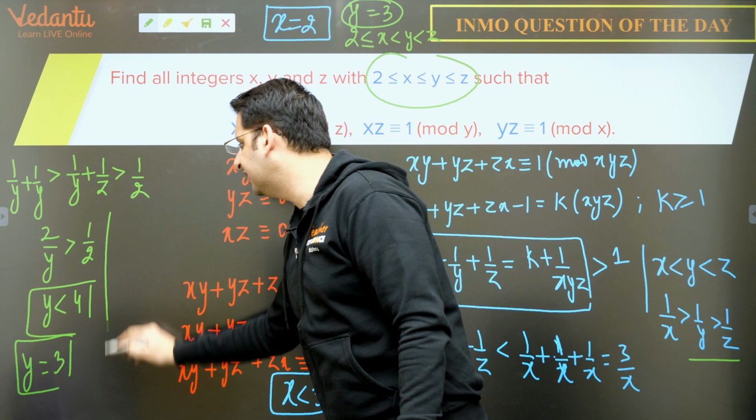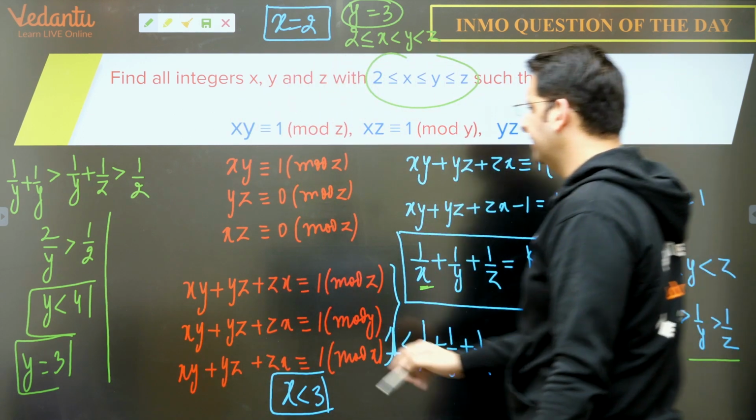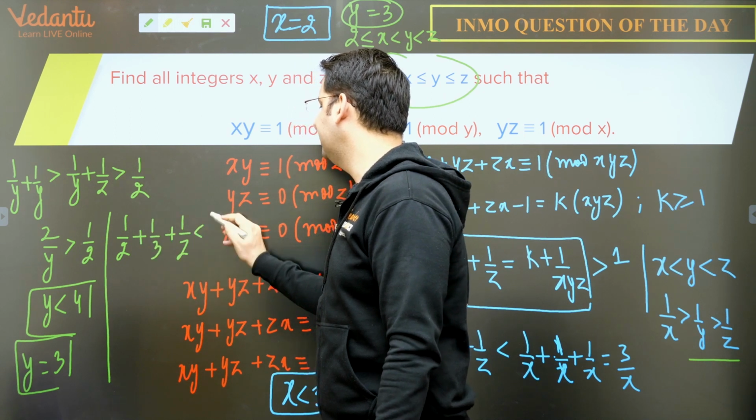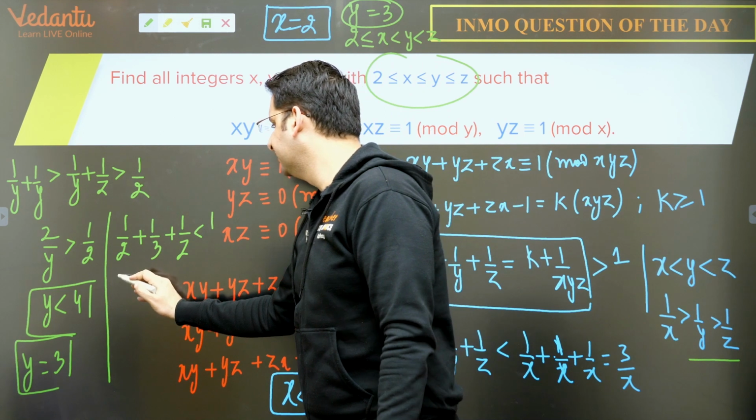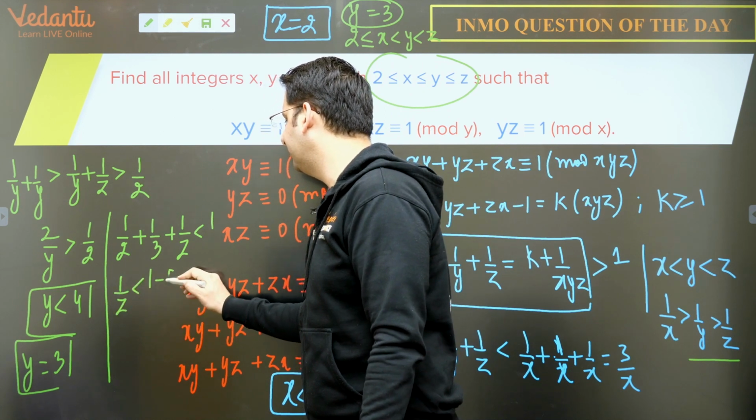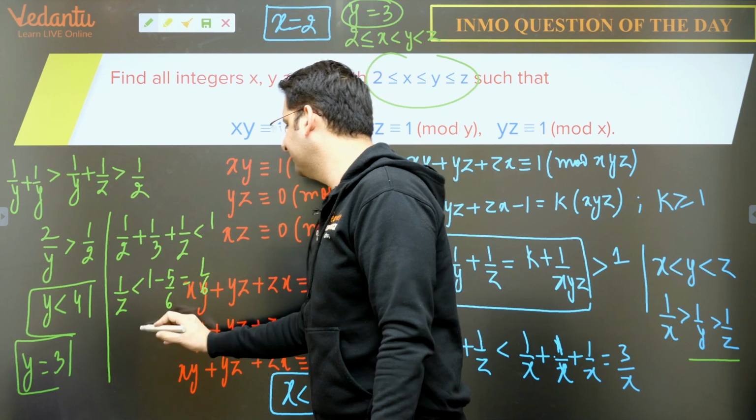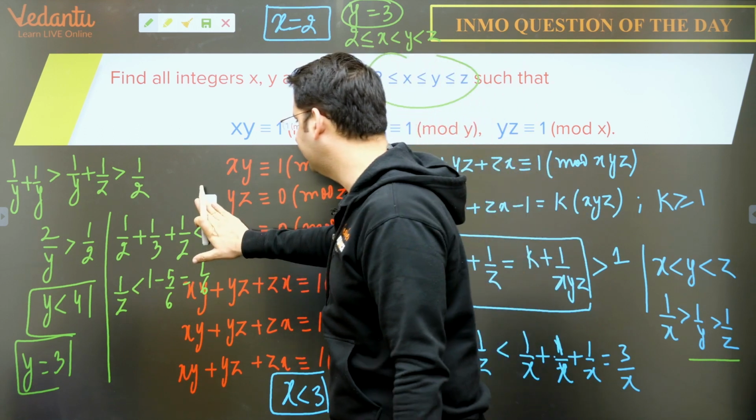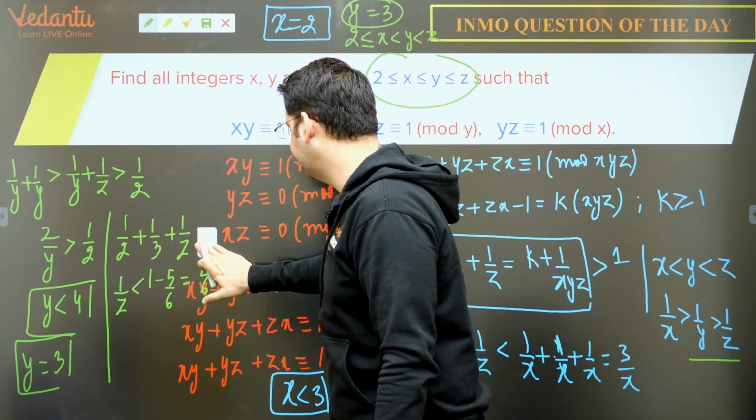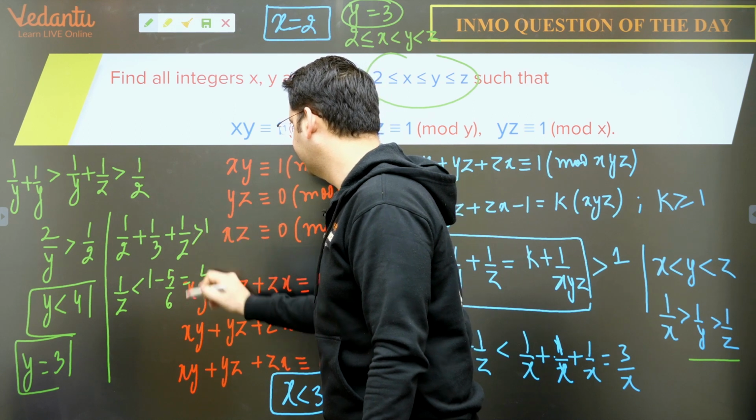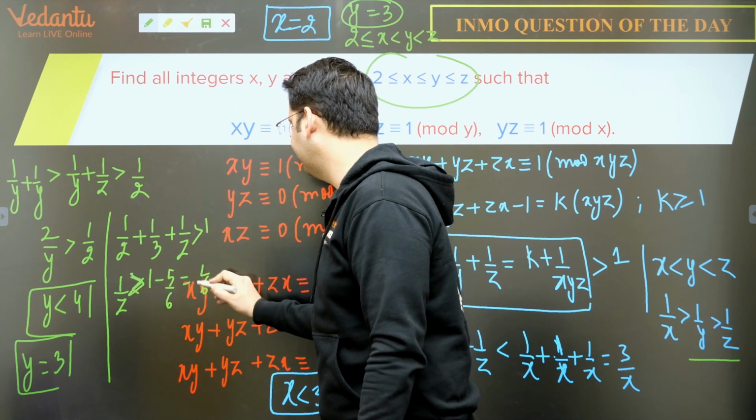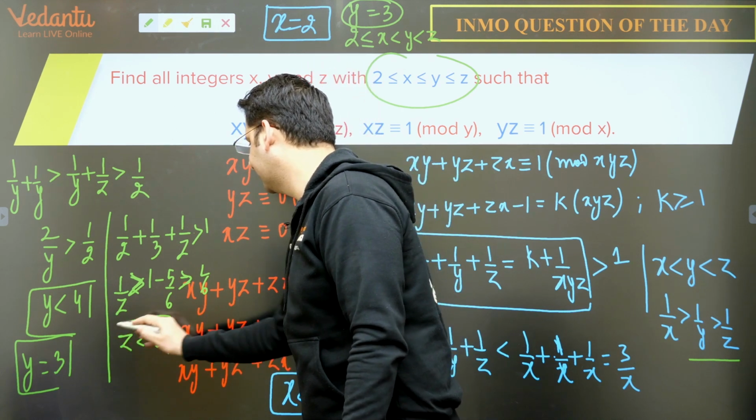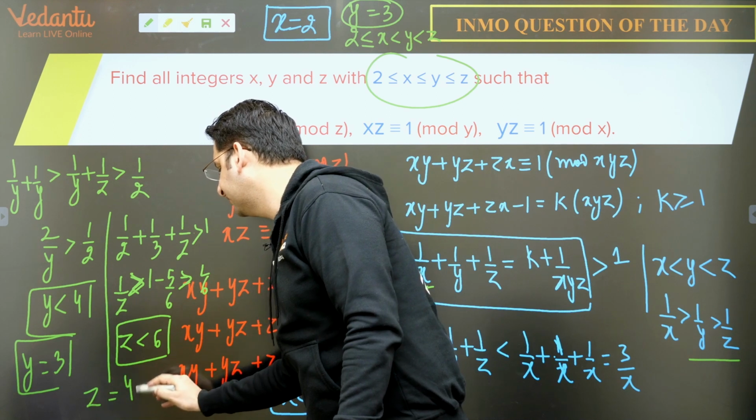Now, to find the value of z, we'll again put the values of x and y here. So 1 upon 2 plus 1 upon 3 plus 1 upon z is definitely greater than 1. This is what we had already proved. So from here we get 1 upon z is greater than 1 minus 5 by 6, that means 1 upon 6. So 1 upon z is greater than 1 upon 6. That means z is less than 6.